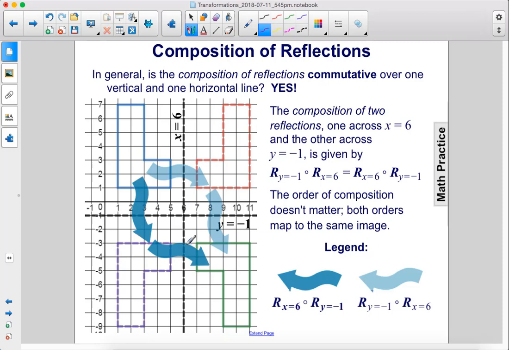The answer to this question was yes. In general, the composition of reflections is commutative over one vertical and one horizontal line. The order of composition doesn't matter. Both orders map to the same image.